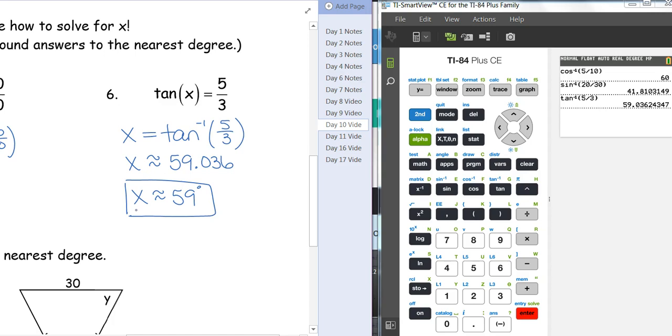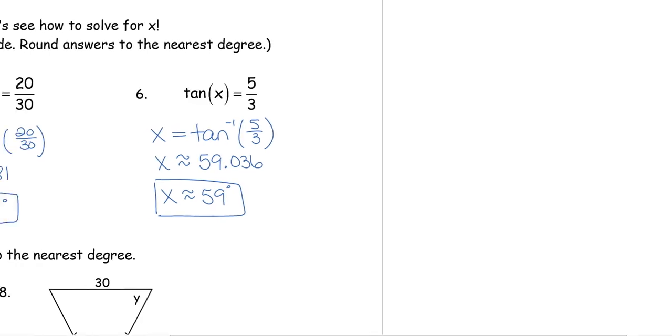All right, so make sure anytime you're solving for the sides, you use the regular sine, cosine, tangent. If we're solving for missing angle measures, we're going to use inverse sine, inverse cosine, and inverse tangent.